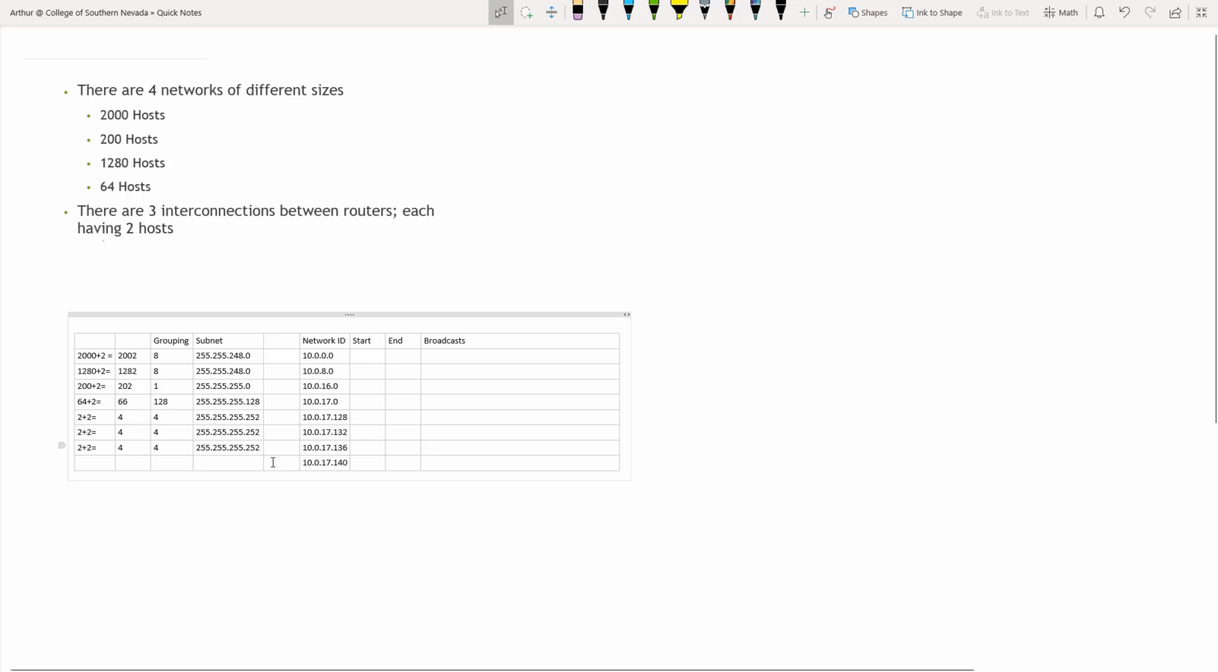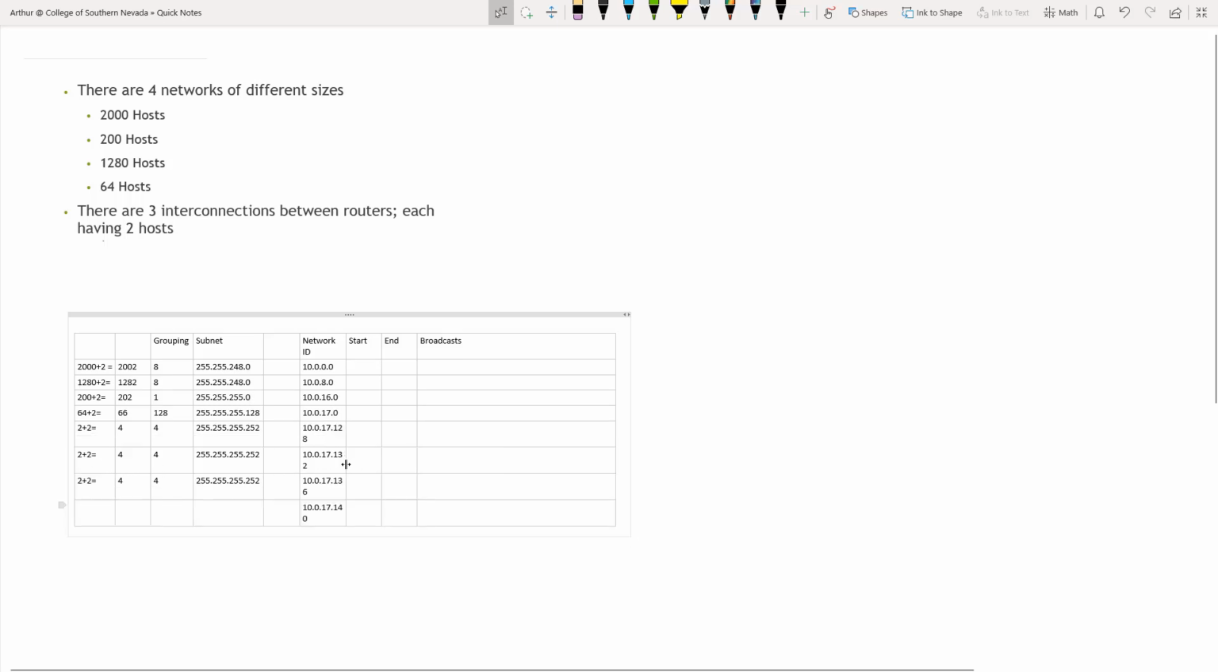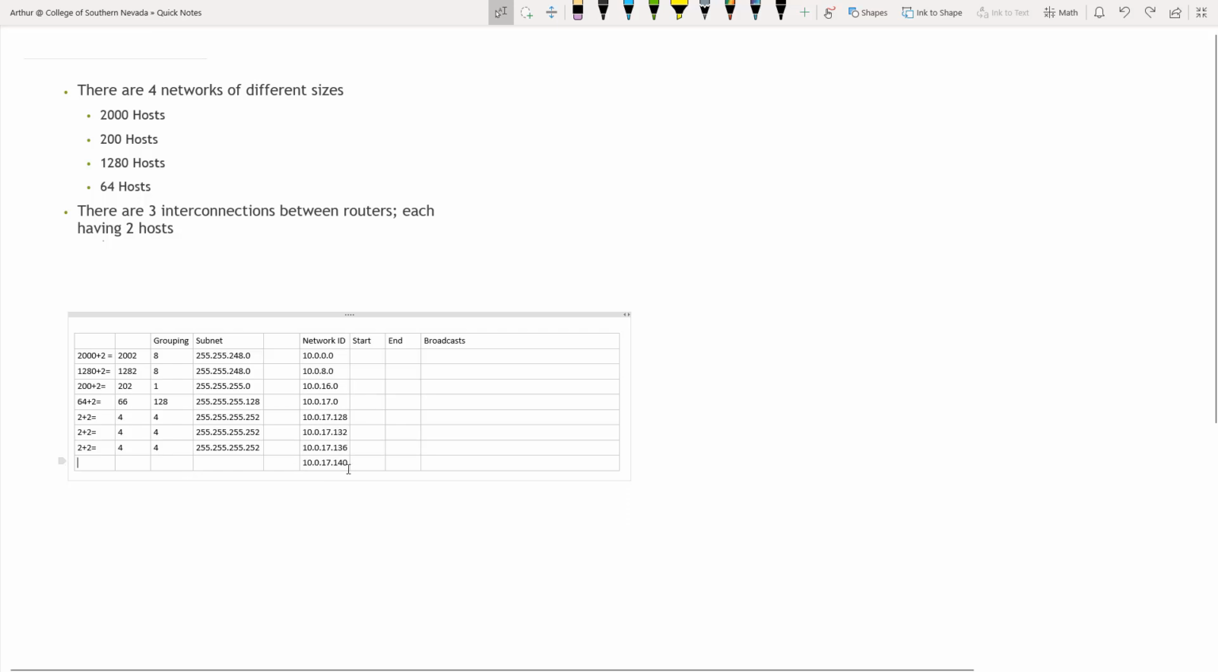17.140. A lot of people go, well, how did we get that? There's no network here. Remember, since we started with the network of 10.0.0.0, all of these shifted down 1. That's why this one does not have a network attached to it.